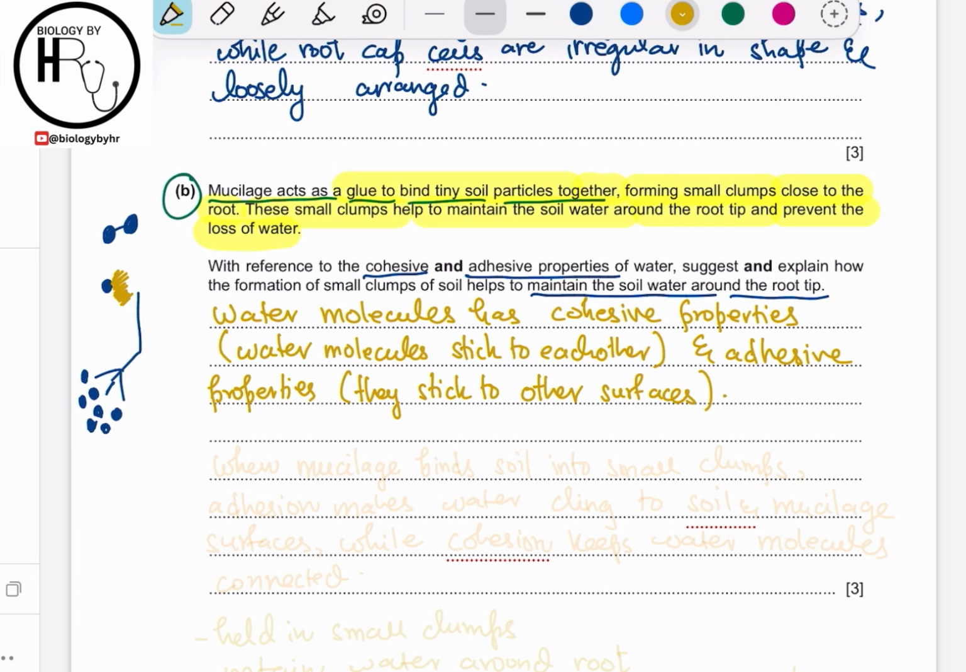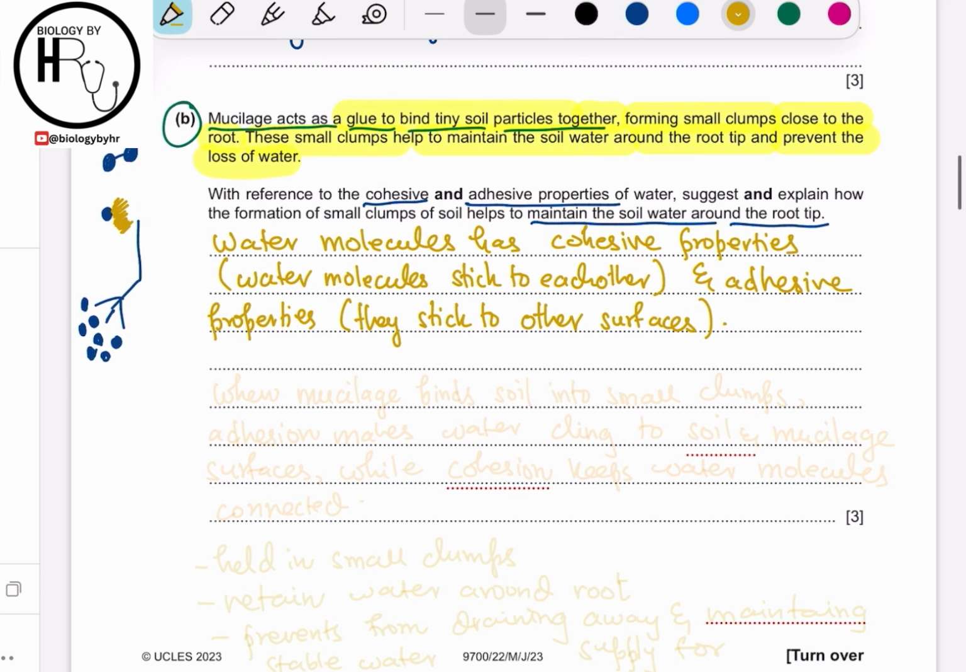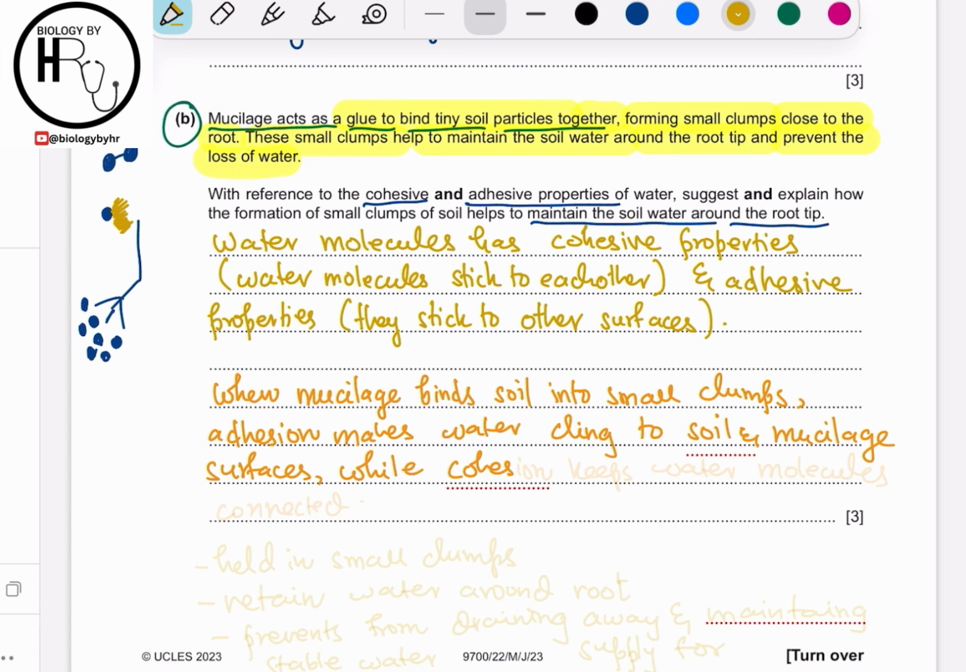Now coming back to the question, we have to explain how these properties are going to maintain the soil water around the root tip. So when the mucilage binds the soil into small clumps, the adhesion is going to make the water cling to the soil, meaning that it is going to attach the water to the soil clumps and the mucilage surface as well, because obviously the mucilage surface is the one that is forming the small clumps of the soil.